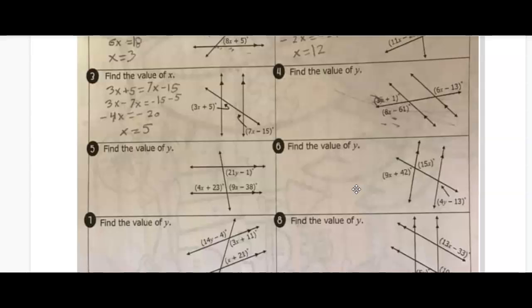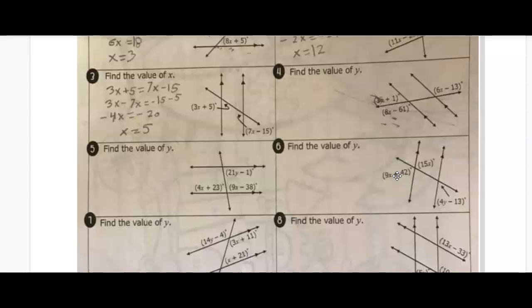Finally, let's look at number 6. These two angles are vertical angles, so they are equal to each other. So 9x plus 42 is equal to 15x. So this is the same thing as this. I solve, I get my x. And I can put my x in for either of these angles and get the angle there.